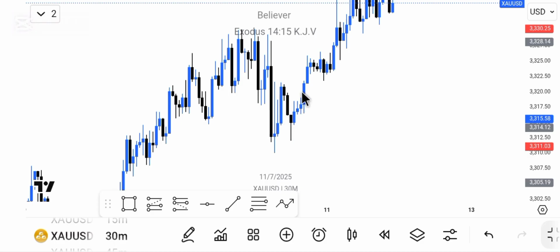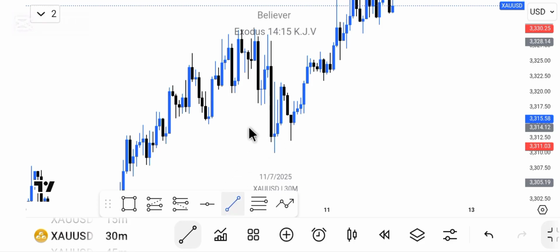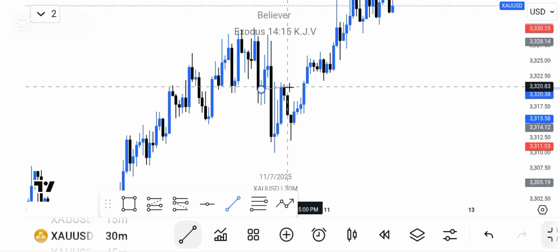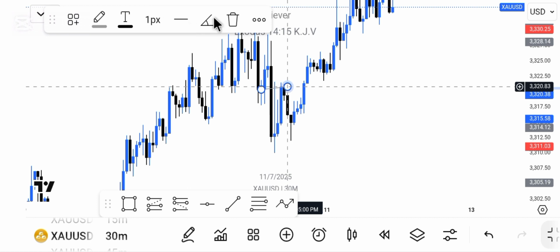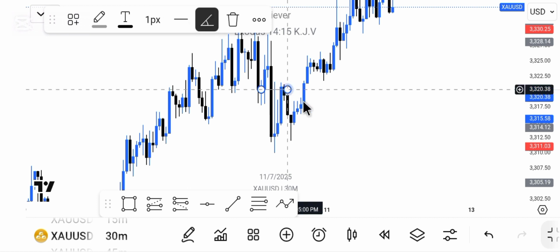Then price broke above this high. This high, is it a valid high? Yes. Why will I say it's a valid high? It's reacting from this breaker block here. So it is a valid structure. It's a valid high. This high here is a valid one.